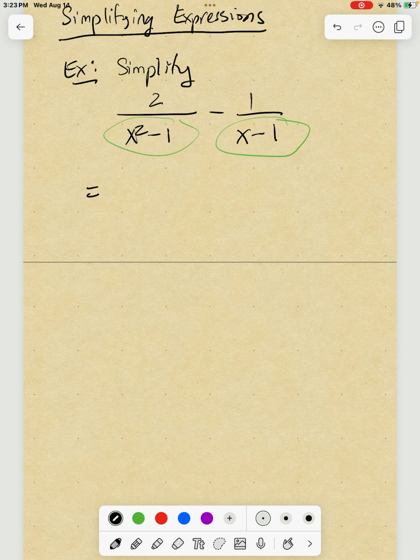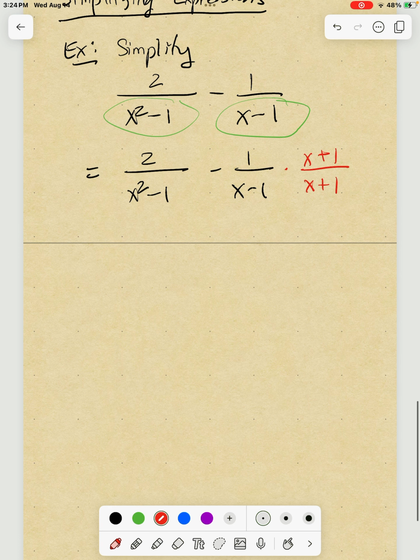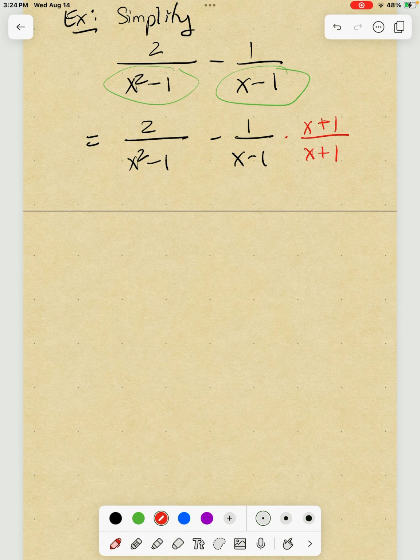So this is going to equal 2 over x squared minus 1 minus 1 over x minus 1. Well, I just wrote it again. But what I'm going to do is multiply the top and bottom of the 1 over x minus 1 by x plus 1 over x plus 1. Now this way I'm not actually changing the expression, because when you're multiplying and dividing by something, you're just multiplying by 1. Okay?